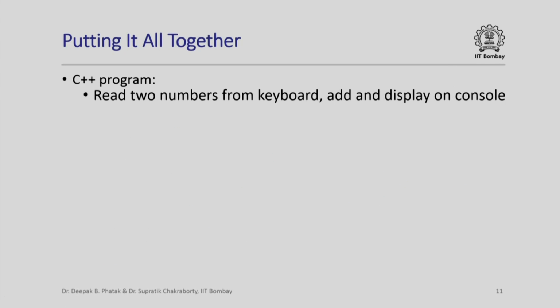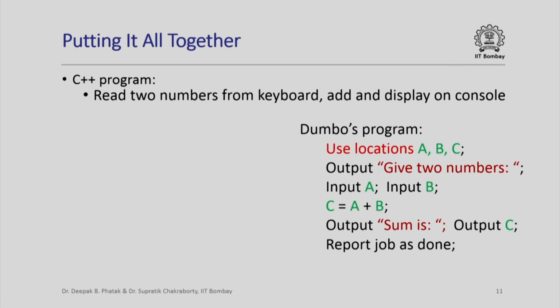Now if we were to put all of this together, all the different data types that we have studied, we could try to write a C++ program that reads two numbers from the keyboard, adds them and displays the result on console. Now remember, we had done something similar with Dumbo, and this is how Dumbo's program would look like. We would say that use locations A, B, C, and then we would ask it to output this message, give two numbers, then we would ask it to input these two values A and B, add them up, output the message sum is, and then output the value of the sum after that and report the job as done.